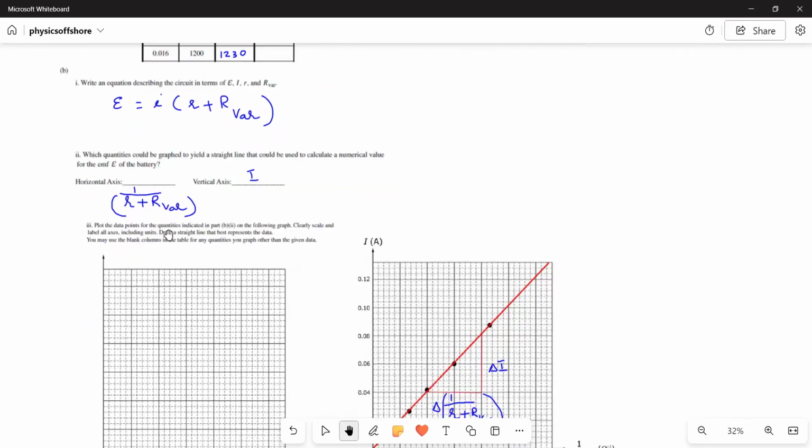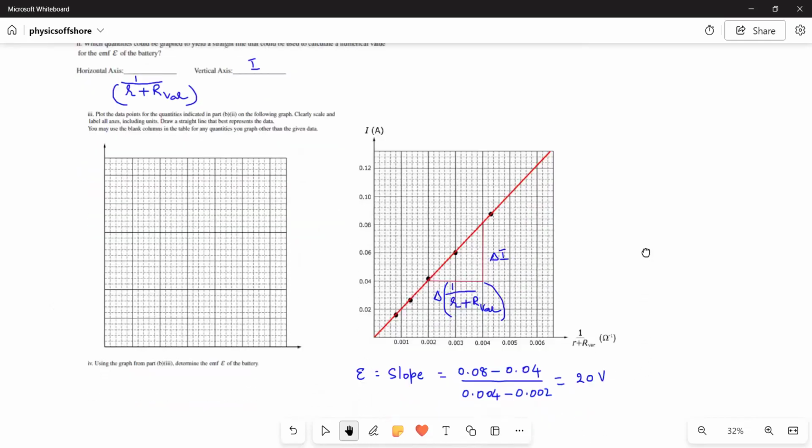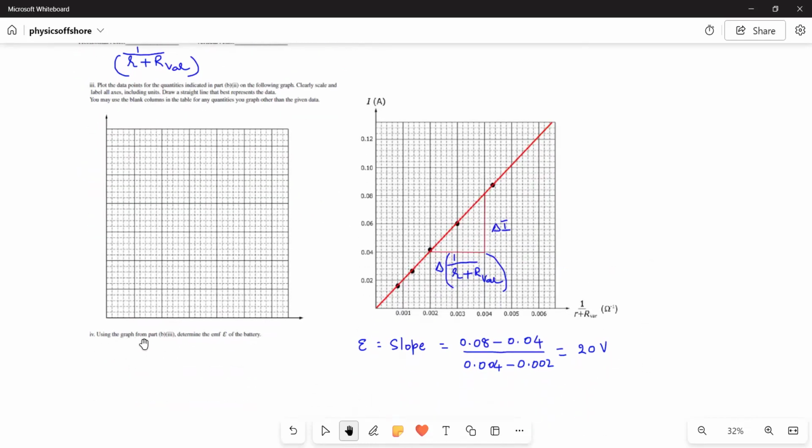Plot the data points for the quantities indicated in part B2 on the following graph. Clearly scale and label all axes, including units. Draw a straight line that best represents the data. You may use the blank columns in the table for any quantities you graph other than the given data. Using the graph from part B3, determine the EMF E of the battery.